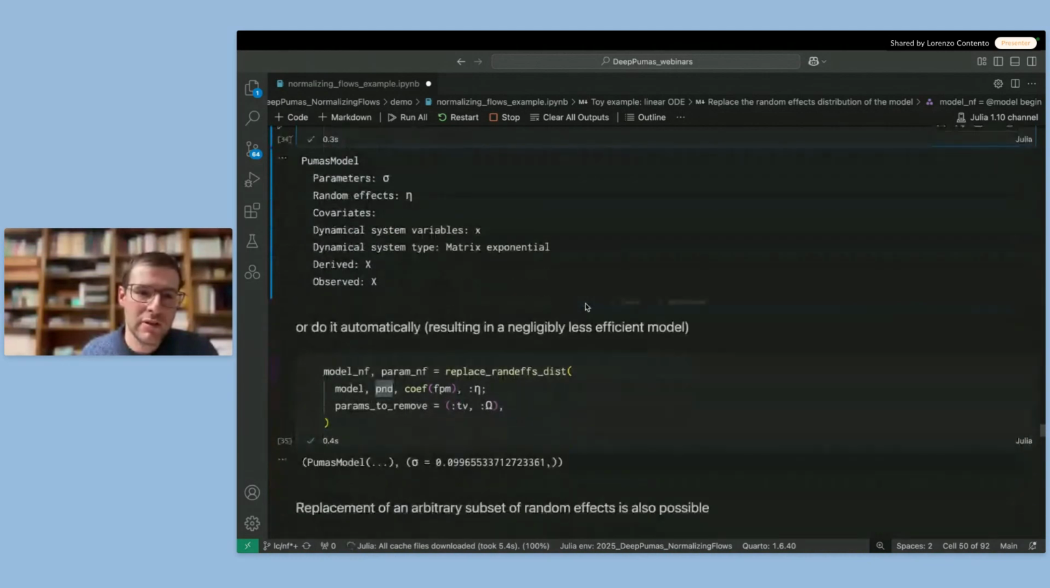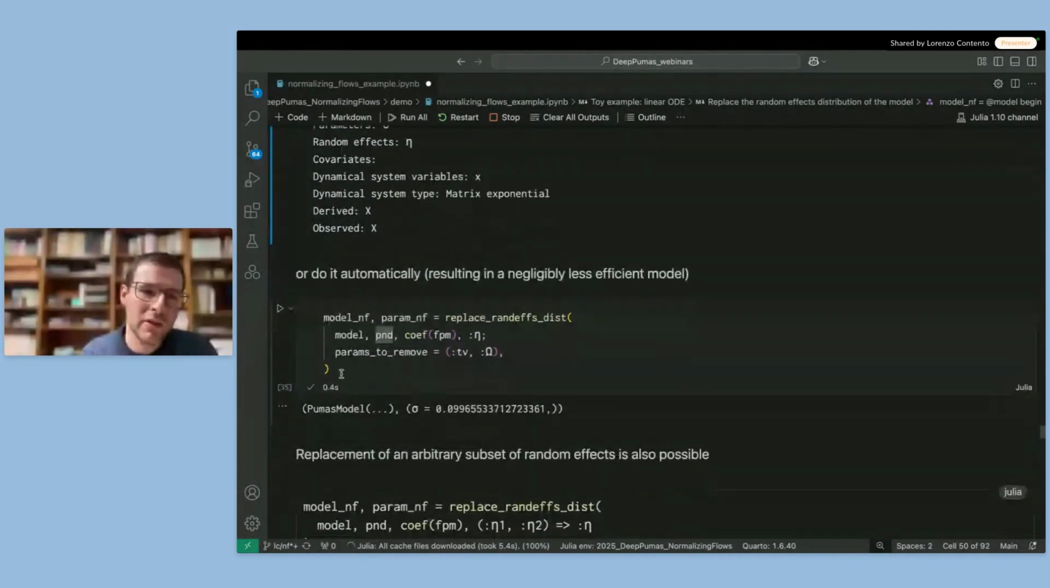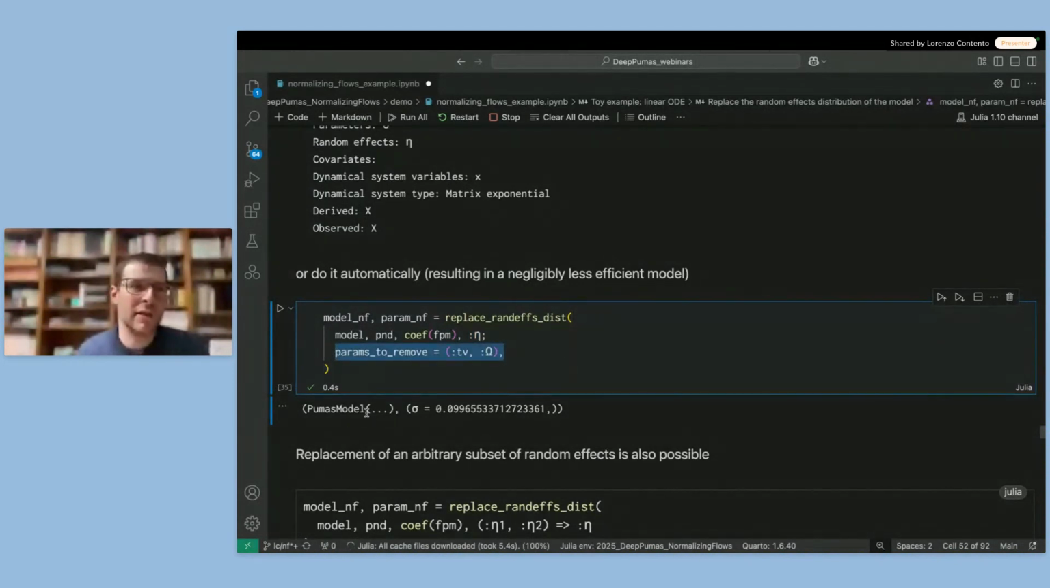We can also do this automatically. If you have a complex model and you don't want to rewrite it, we have a convenience function for it, which essentially you give the probability distribution fitted through the normalizing flow. You give a new name for the random effect that is going to be defined by this distribution, and tell DeepPumas which parameters to remove, and then you are done. You get exactly the same result as the rewritten model above.